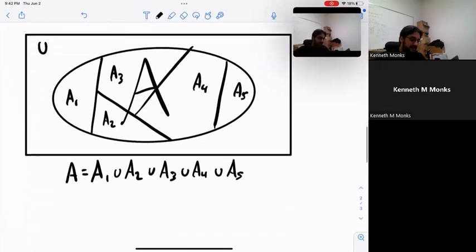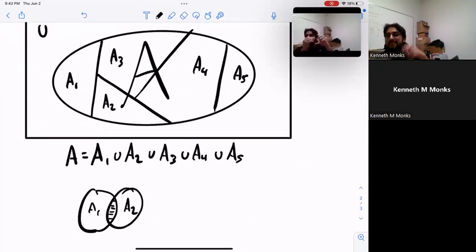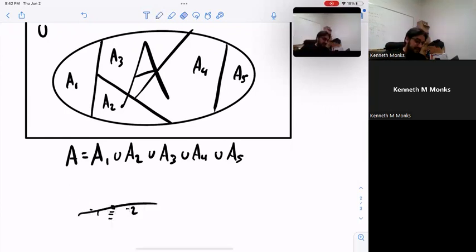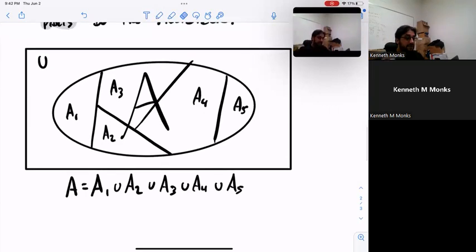I didn't draw A1 and A2 like I usually would draw 2 sets, where there's some region where they might overlap. I purposely drew A1 and A2 as not sharing any region. So they're non-intersecting, just by how I have them drawn in the Venn diagram. So this would be one visual representation of what a partition might look like.